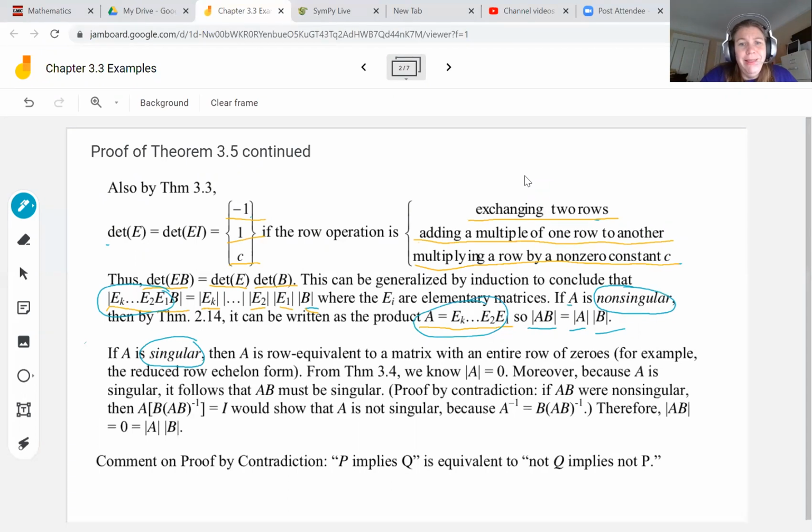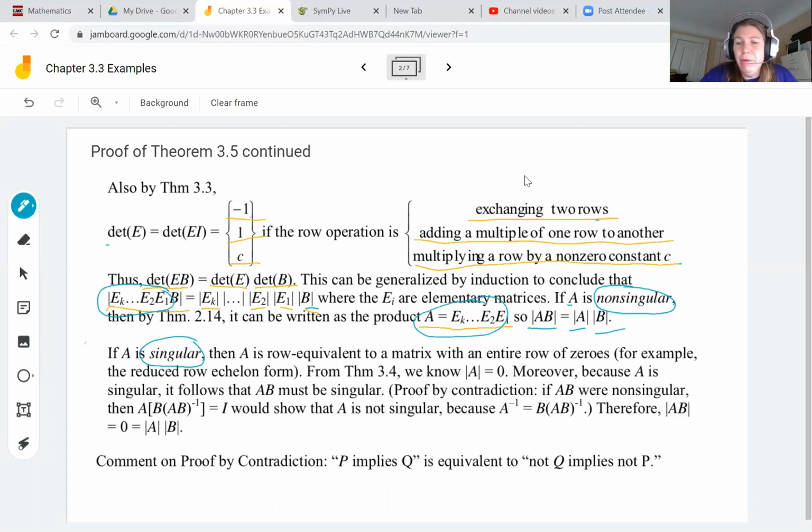From theorem 3.4, we know the determinant of a matrix with an entire row of zeros is 0. Moreover, because A is singular, it follows that the product AB must be singular, right? If you multiply A times B, you're not going to be able to have a determinant, or it's not going to be invertible. And you could think about that by contradiction.